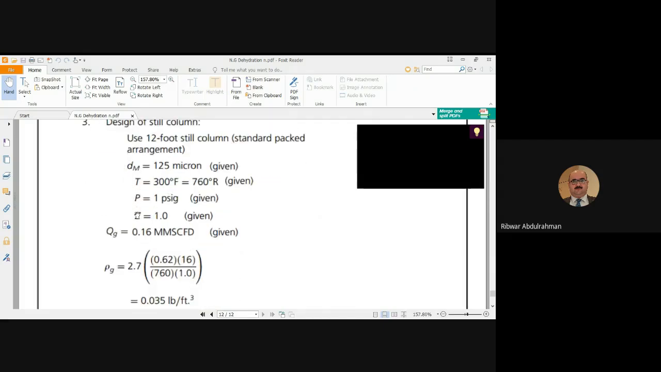Finally, designing the still column, we can also adopt an equation to find out the diameter. So here we need the dm, which is 125 micron. This is given. Temperature 300 Fahrenheit or 760 Rankine is also given. The pressure is 1 psi gauge. The compressibility factor is 1. Okay, and the flow rate is 0.16 million standard cubic feet.